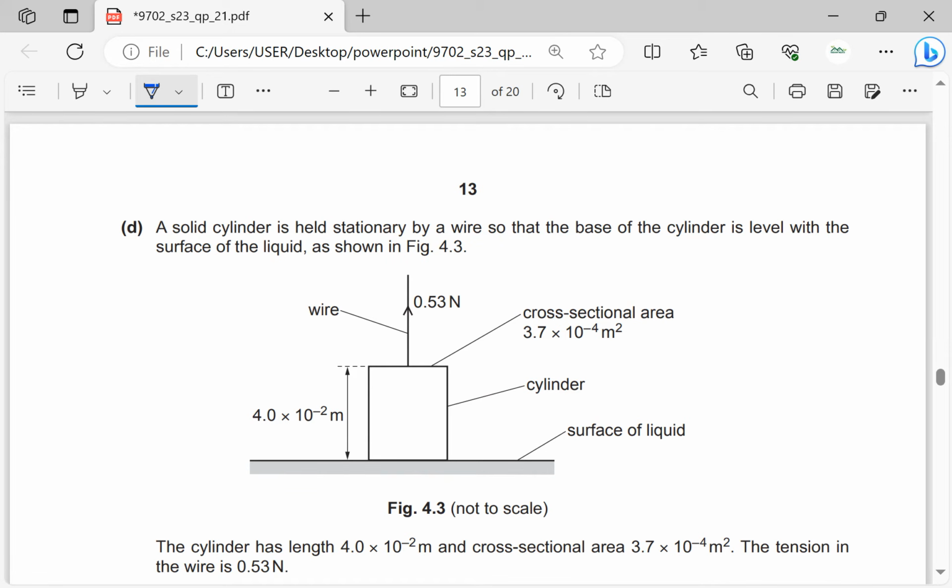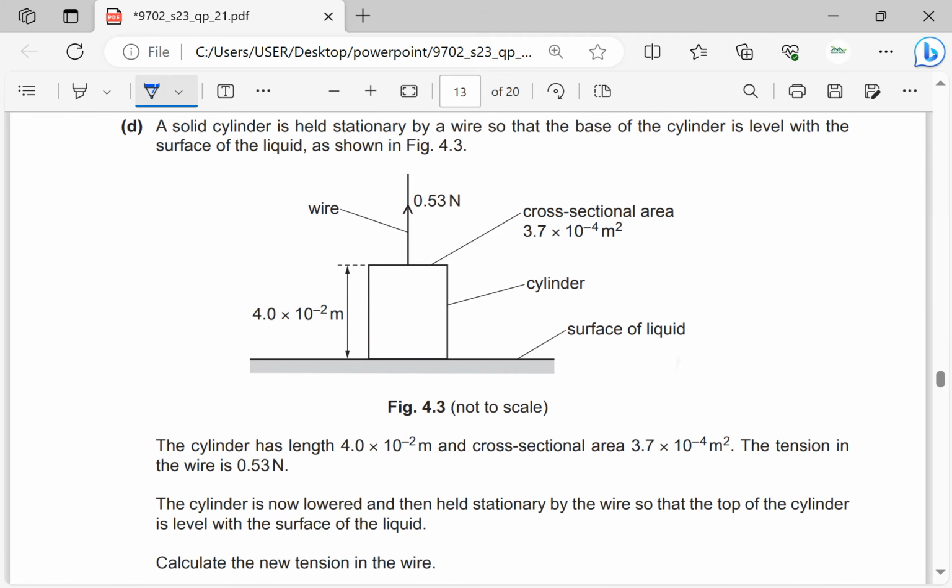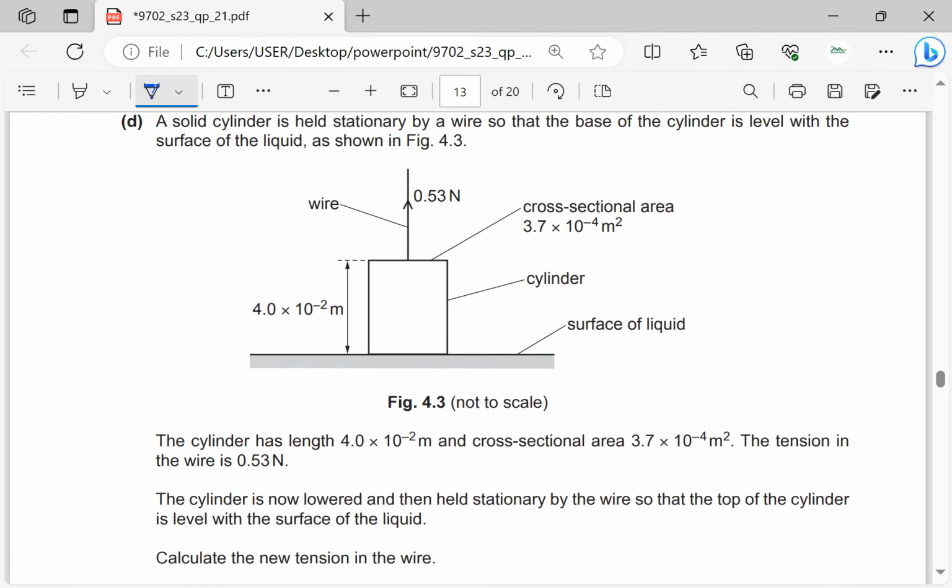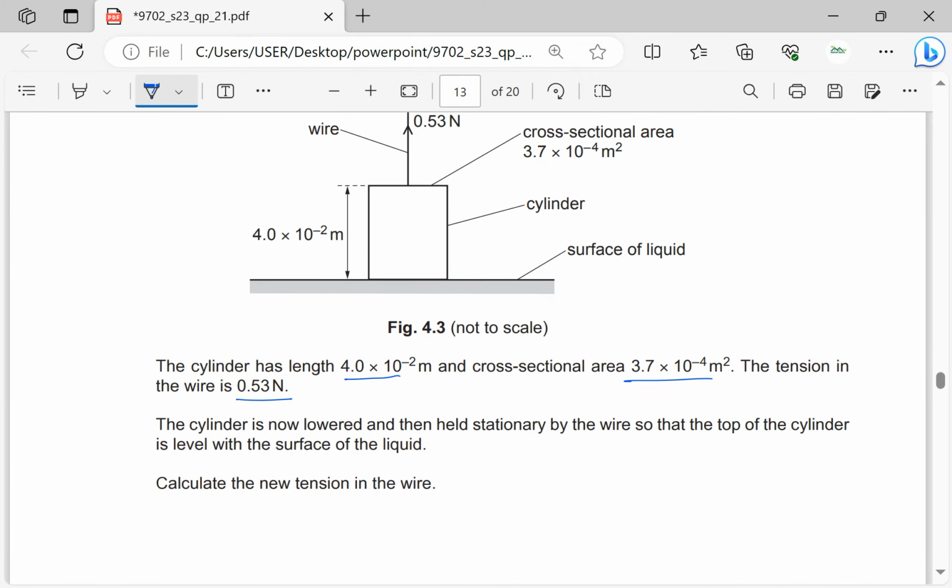A solid cylinder is held stationary by a wire so that the base of the cylinder is level with the surface of the liquid as shown in that figure. The cylinder has length 4.0 times 10 power minus 2, cross-sectional area 3.7 times 10 power minus 4. The tension in the wire is 0.53 newtons. The cylinder is now lowered and held stationary. That means it is in equilibrium, so that the top of the cylinder is level with the surface of the liquid.